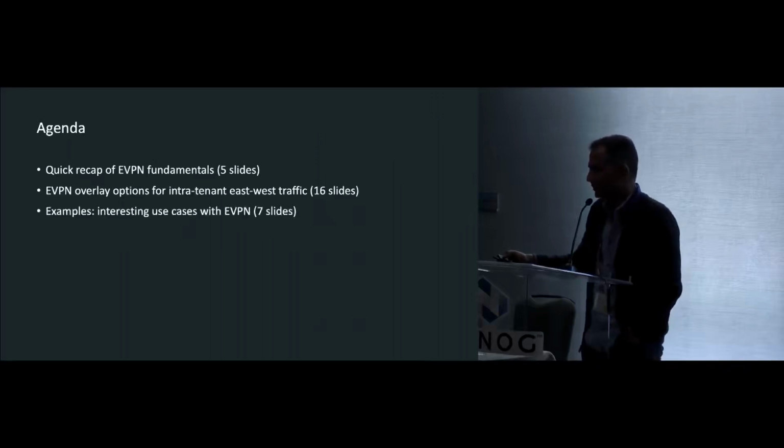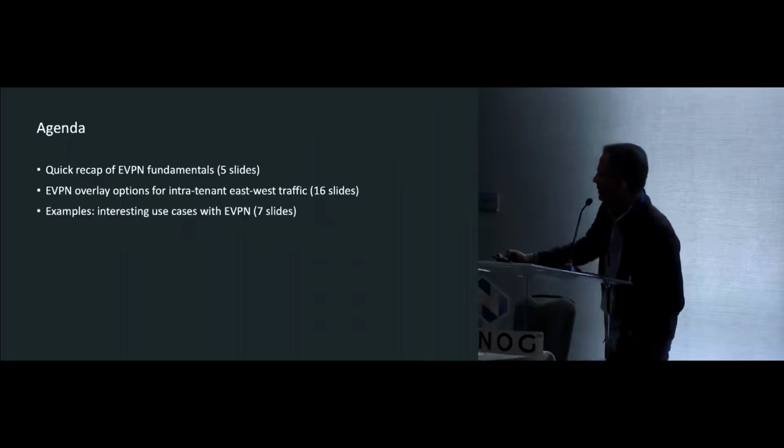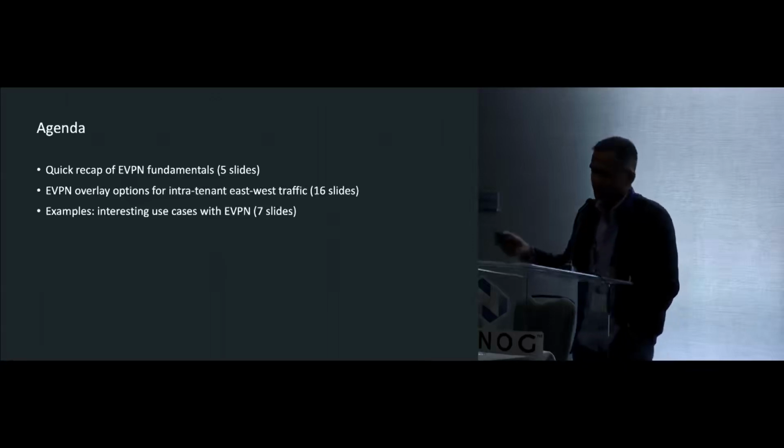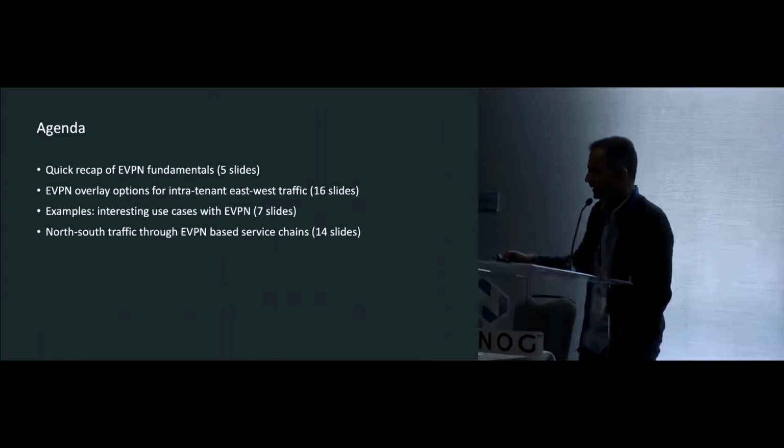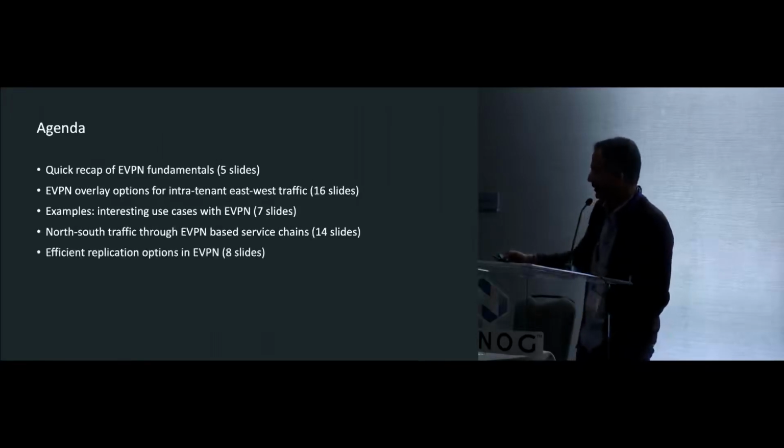And then we will move on to some interesting use cases I want to cover that highlight some of the building blocks that we will talk about in lesson number 2. And then in lesson number 4, we will talk about north-south traffic flows using EVPN-based service chains, using the building blocks that we cover in lesson 2. And finally, if we have time, we'll talk about some interesting efficient overlay replication options in EVPN.